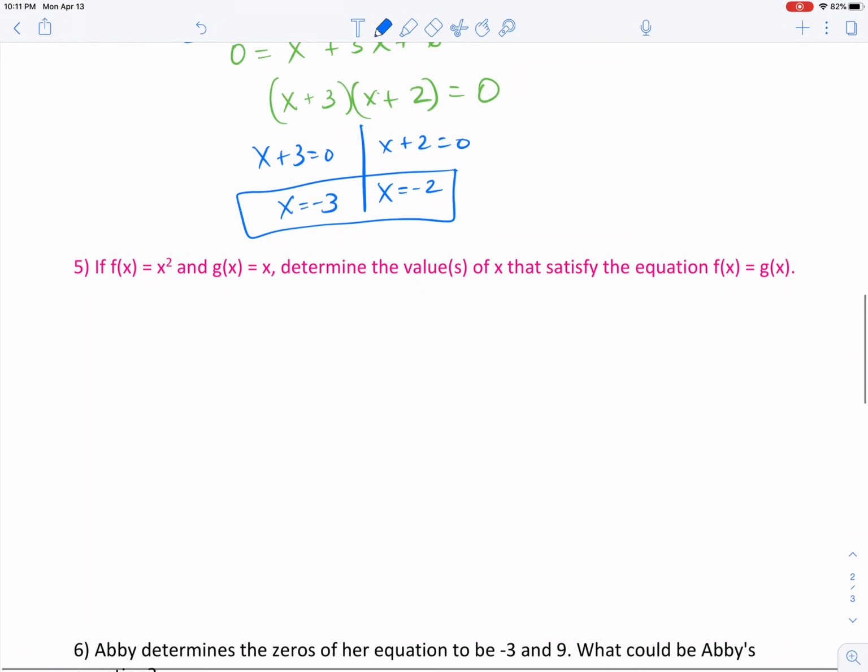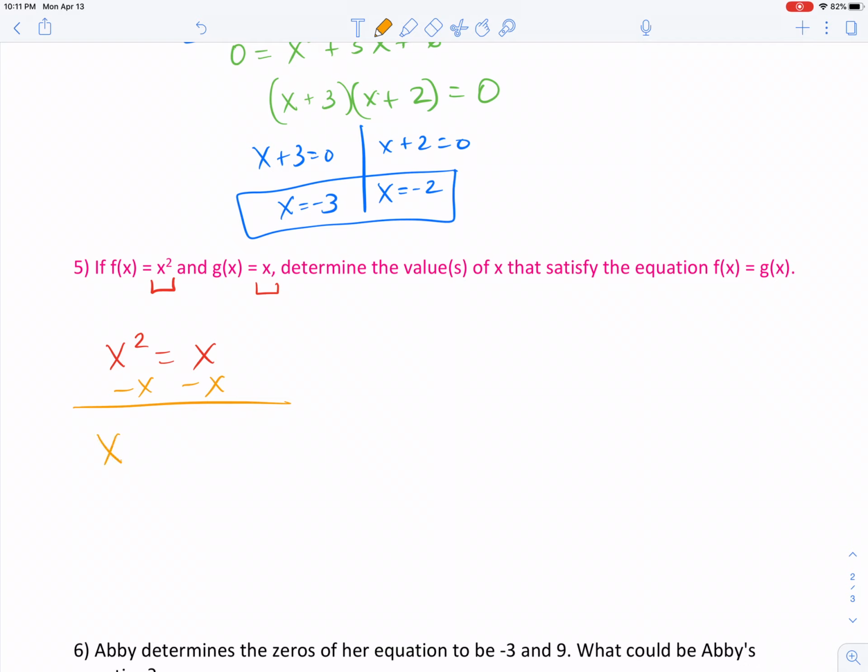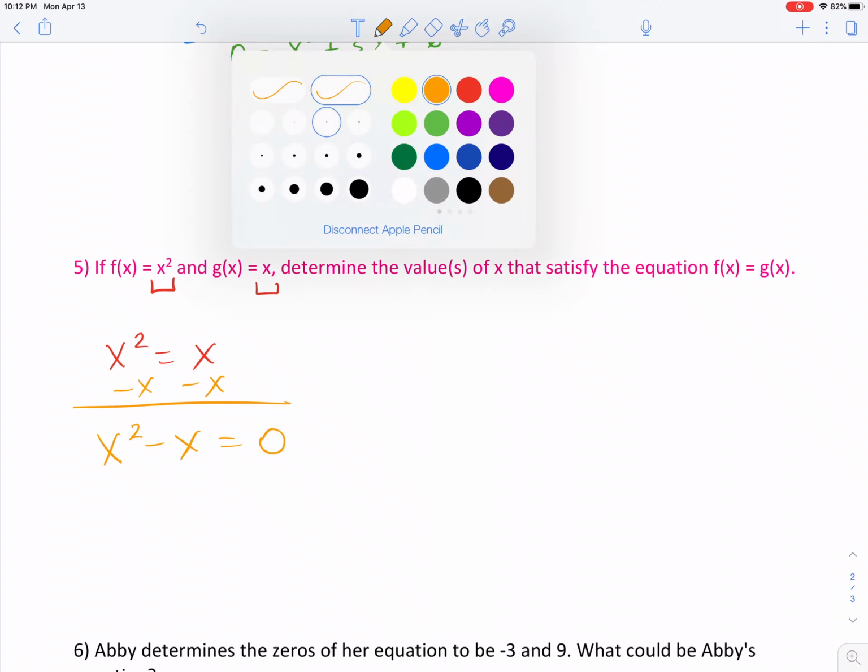How about algebraically? Algebraically, if we want to know when f of x is equal to g of x, I am going to set x squared equal to x. When you have that x squared, we know it's a quadratic equation. We need to get it set equal to 0. I'm going to subtract x from both sides. X squared minus x is equal to 0. Now this becomes, even though it's a very basic quadratic equation, a difficult one to factor.